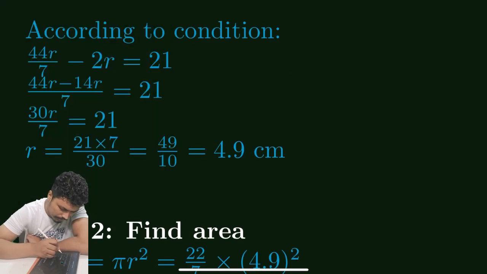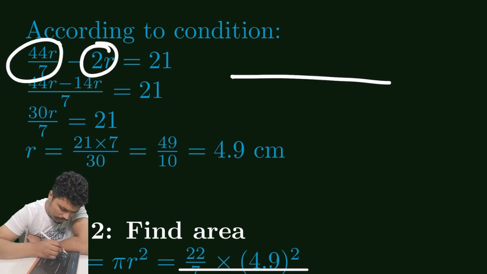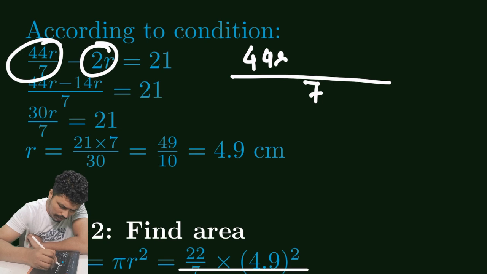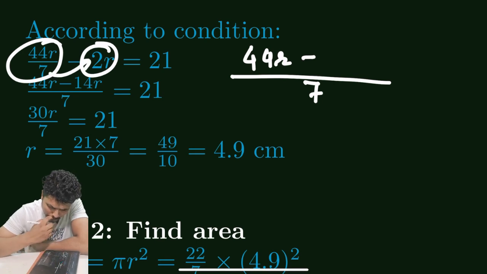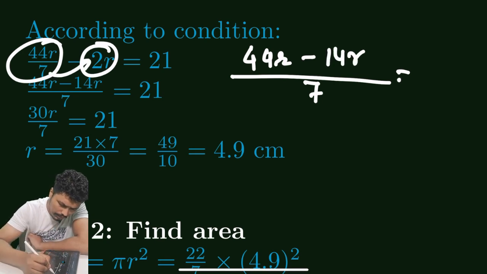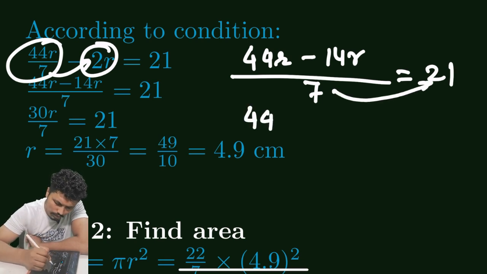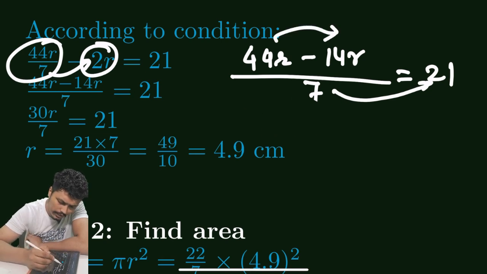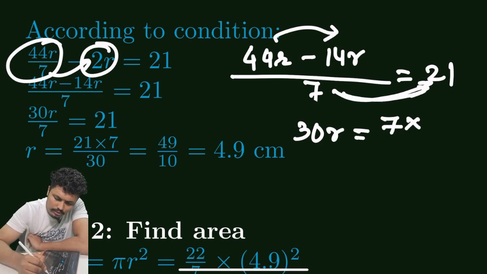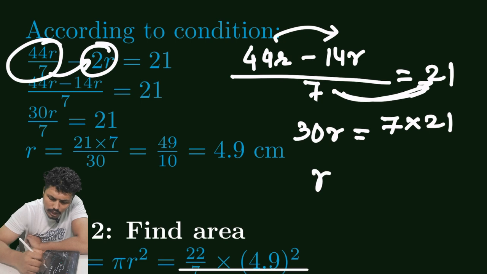Now if I take the LCM between this one and this one, LCM will be 7. So 44r minus 7 times 2, that is 14r, equal to 21. 7 will go this side. So 44r minus 14r, 44 minus 14, is 30r equal to 7 into 21. So r will be equal to how much?